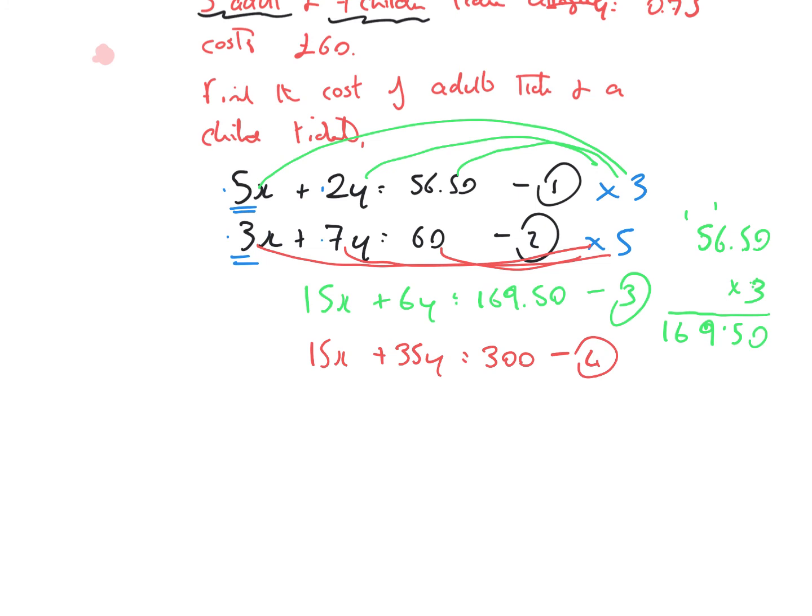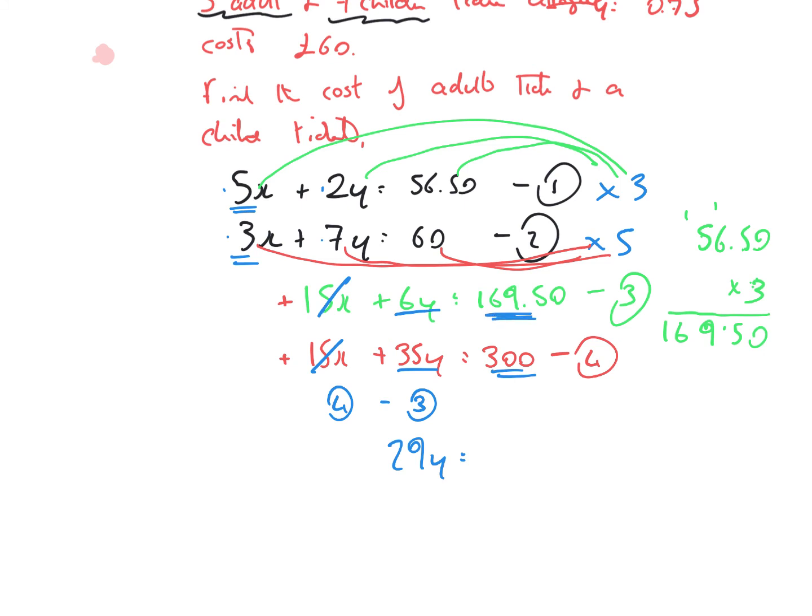Okay, so we can see that the signs are the same. If the signs are the same, we subtract. So I can do 3 take away 4 or 4 take away 3, either or. So I'm going to do equation 4, take away equation 3. They will go. 35y, take away 6y is 29y. And then £300, take away £169.50.